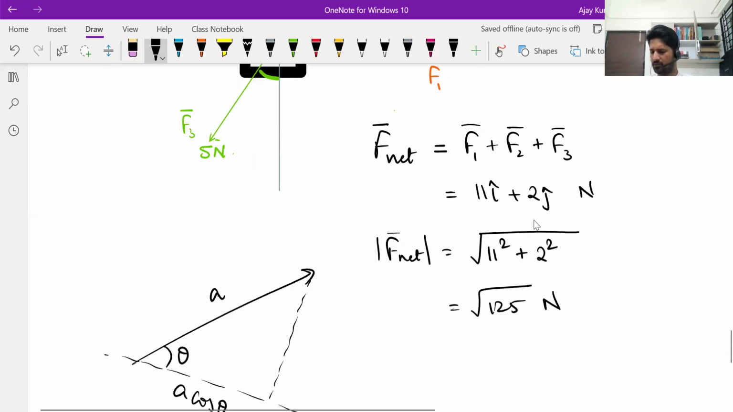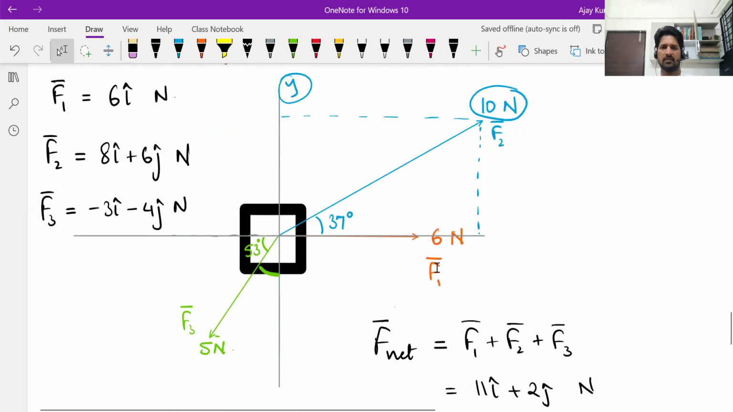You can write it as 5 root 5 because 125 is 25 into 5. 25 you can take outside the square root. So 5 root 5 newtons is the net force, the magnitude of the net force. Okay. Anyway, see, this is not exactly motion in a plane. We included forces here. Forces we'll talk about in the next chapter, laws of motion. I'm just telling you how to find the resultant of multiple vectors, more than 2.